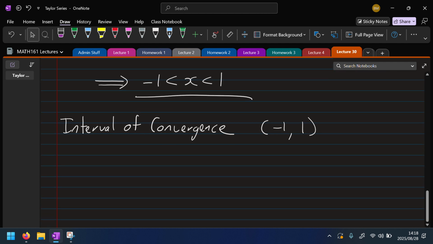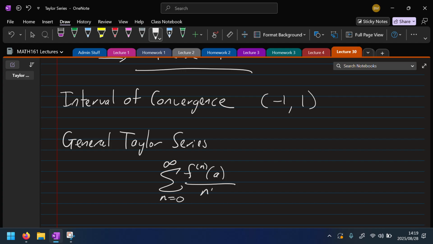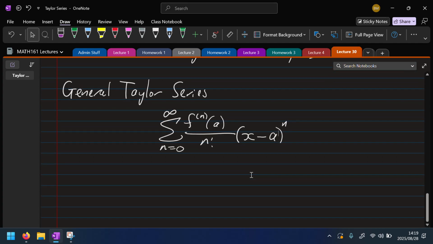Okay, so let's say we have a general Taylor series. This is given by the sum, n goes from 0 to infinity, of the nth derivative at a, which can be at some point, over n factorial, times x minus a to the n. Say we've got some general Taylor series like this, and we end up with the following interval.